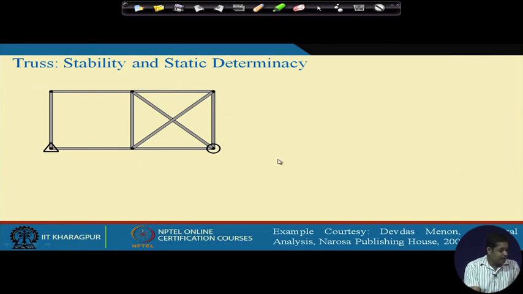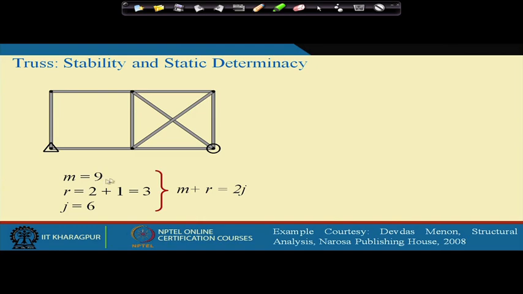Now in this example, the total number of members is 9. Support reactions here 2, here 1, so total support reactions are 3. So m plus r becomes 12 and the number of joints is 6. This is not a joint, this is one member and this is another member. These two members are not connected here. So the number of joints is 6, so m plus r is equal to 2j.